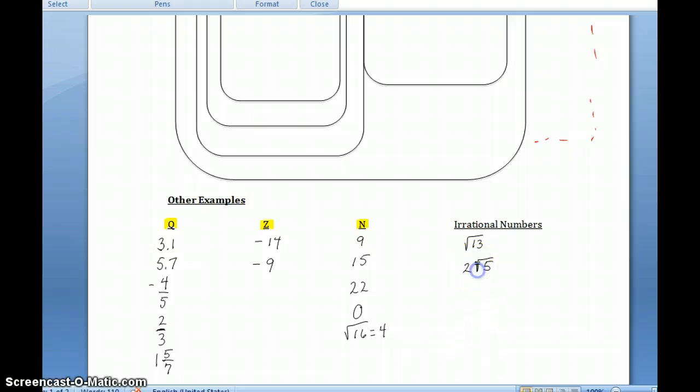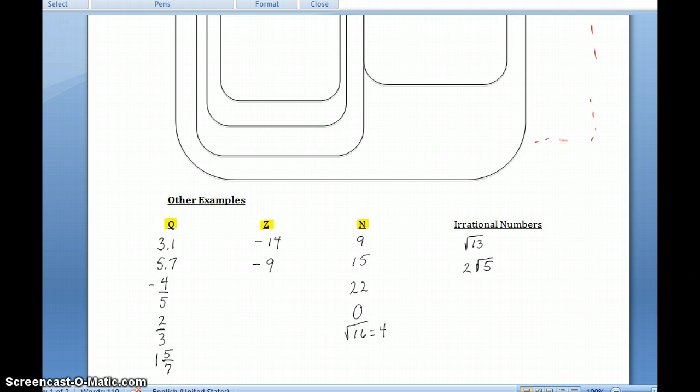Again, you've got that radical symbol in there. Square root of 5 times 2 will give you this non-repeating, non-terminating decimal. You can also have cube roots that are not perfect cubes that would fall under this irrational number, but we're not going to get into that kind of detail.